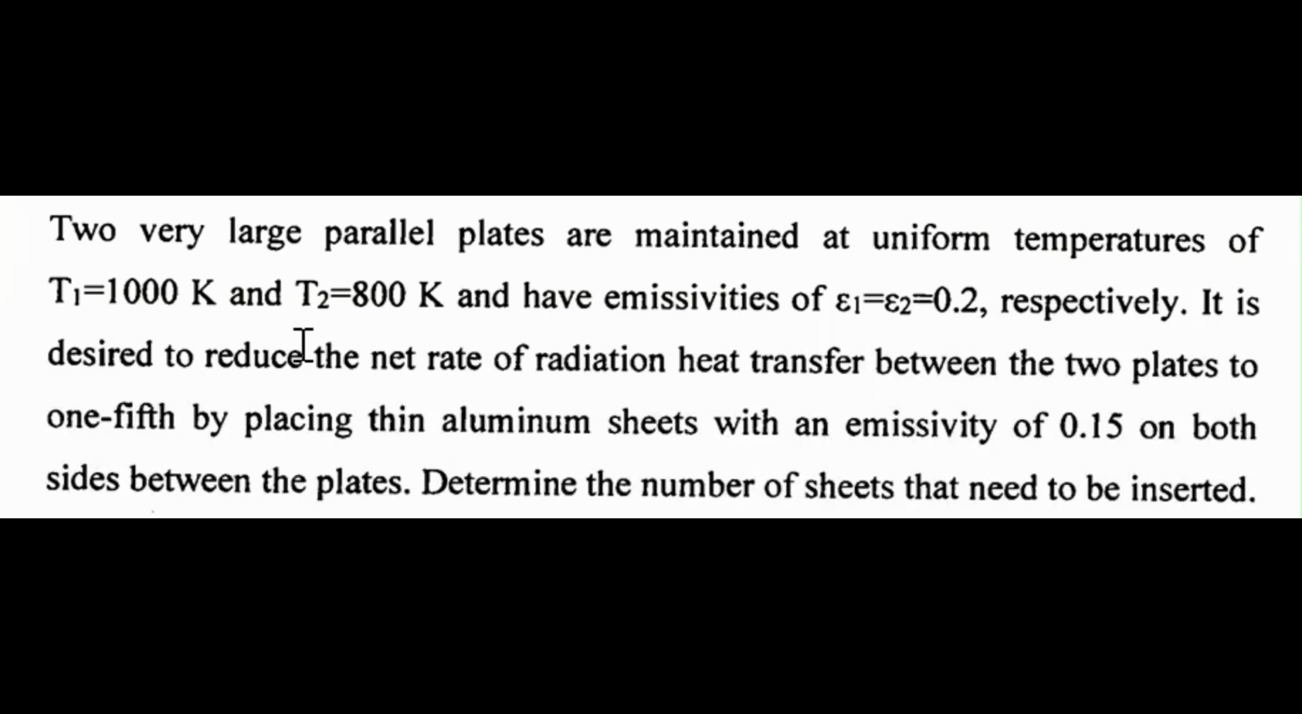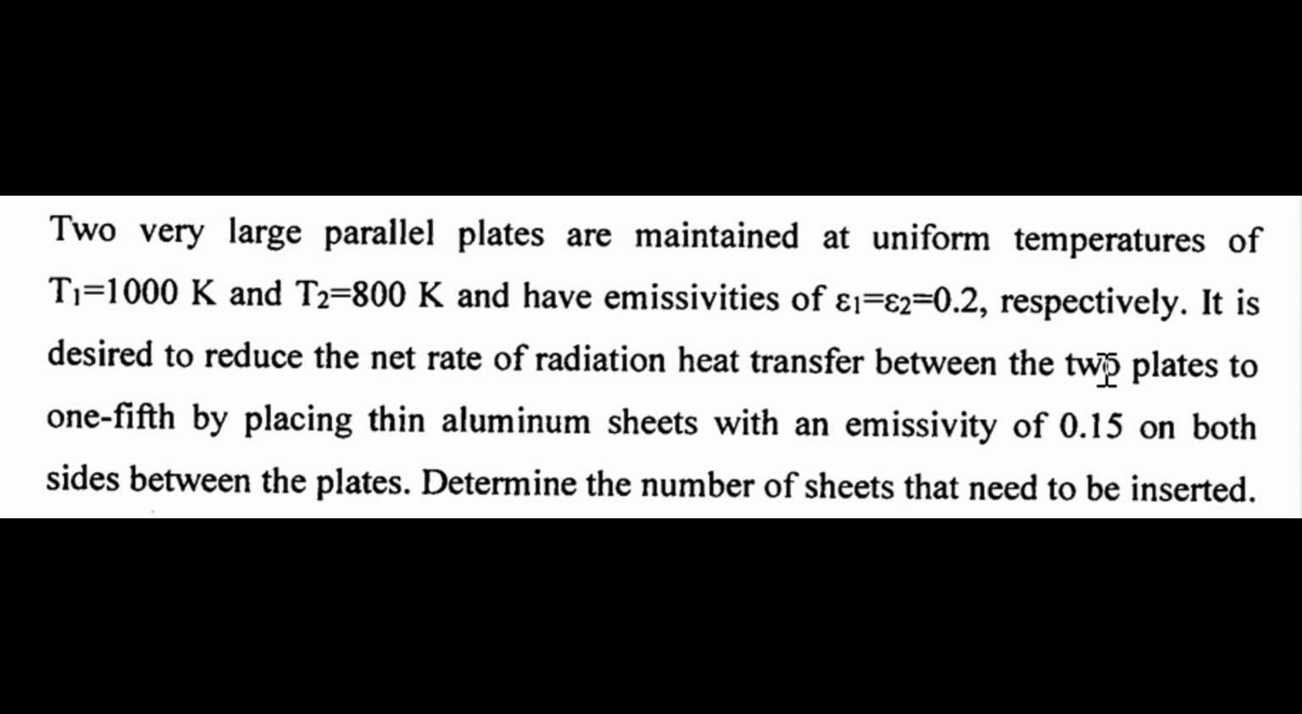So we have two large parallel plates at temperatures of 1000 Kelvin and 800 Kelvin, both having the same emissivity, 0.2. Epsilon 1 and epsilon 2 are the same, 0.2. And what we are asked is to reduce the net rate of radiation heat transfer between these two plates to 1/5 by placing a thin aluminum sheet of emissivity 0.15.